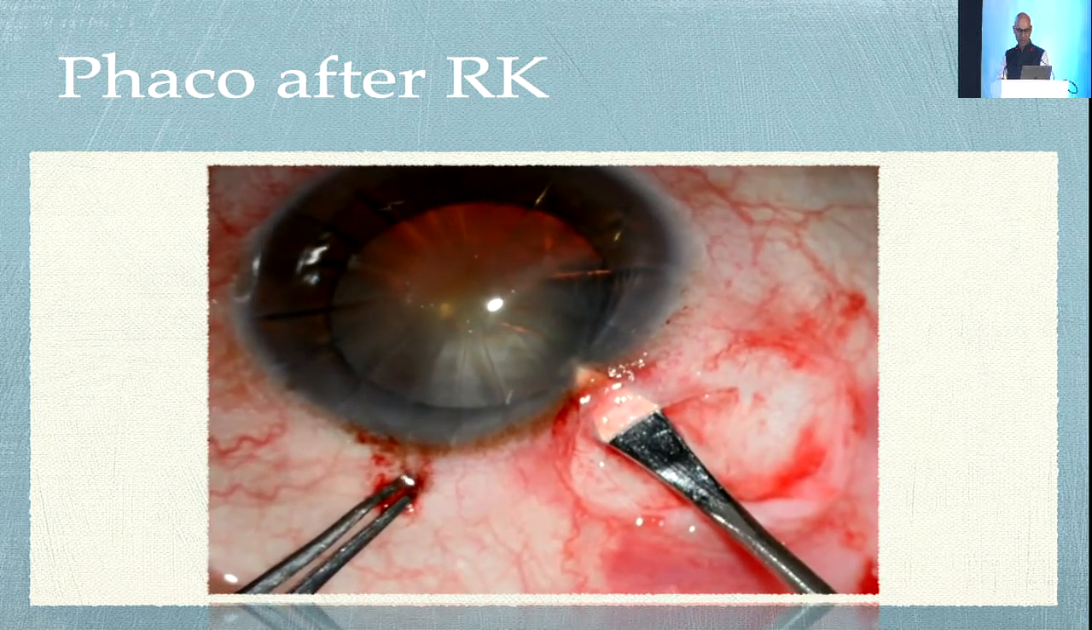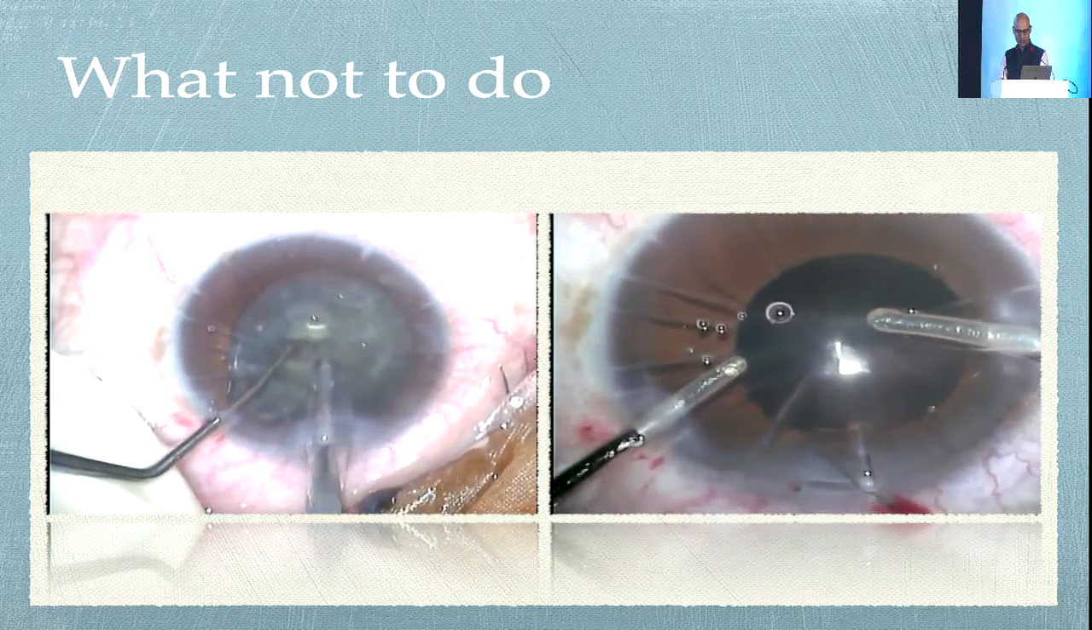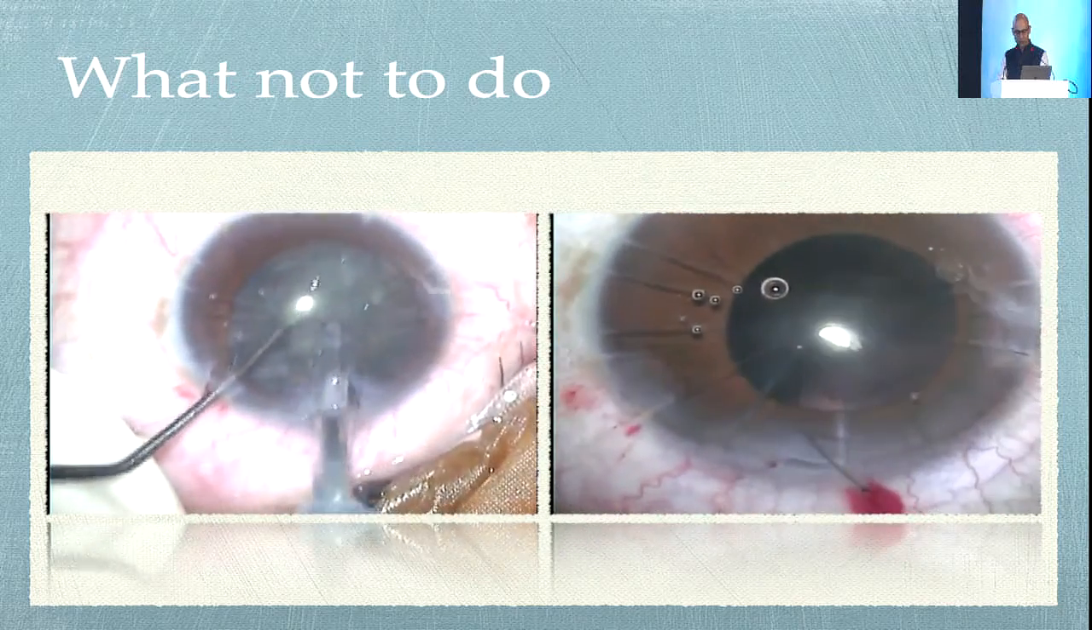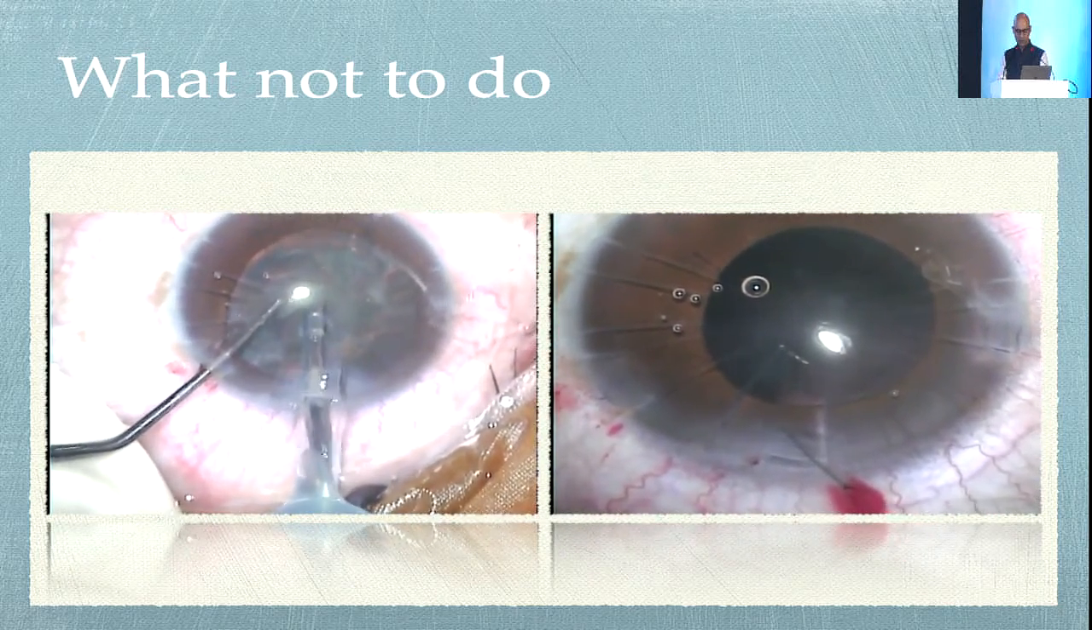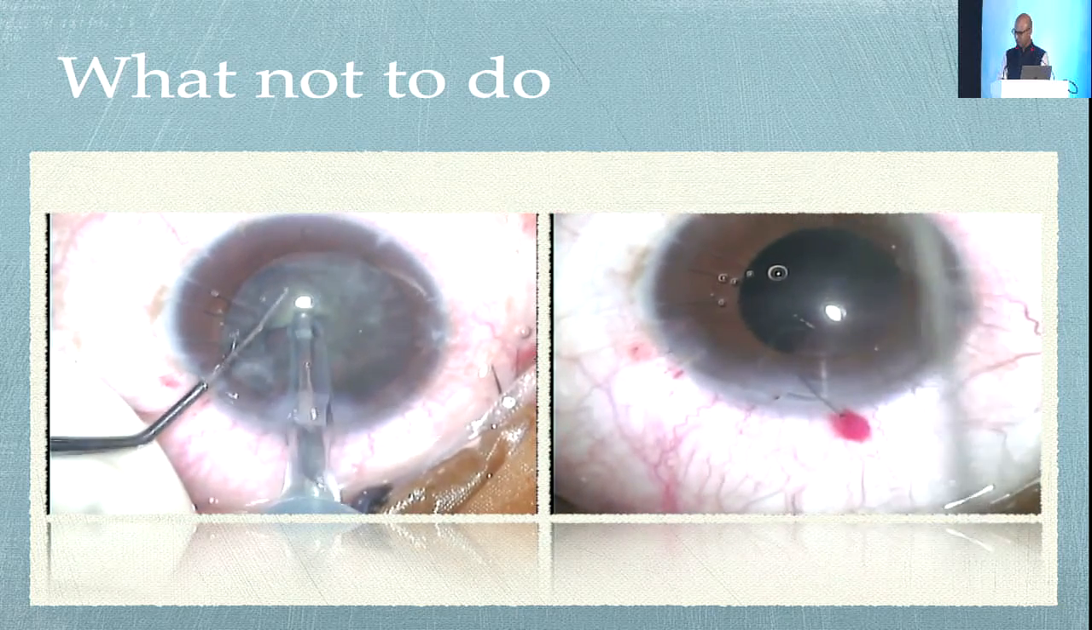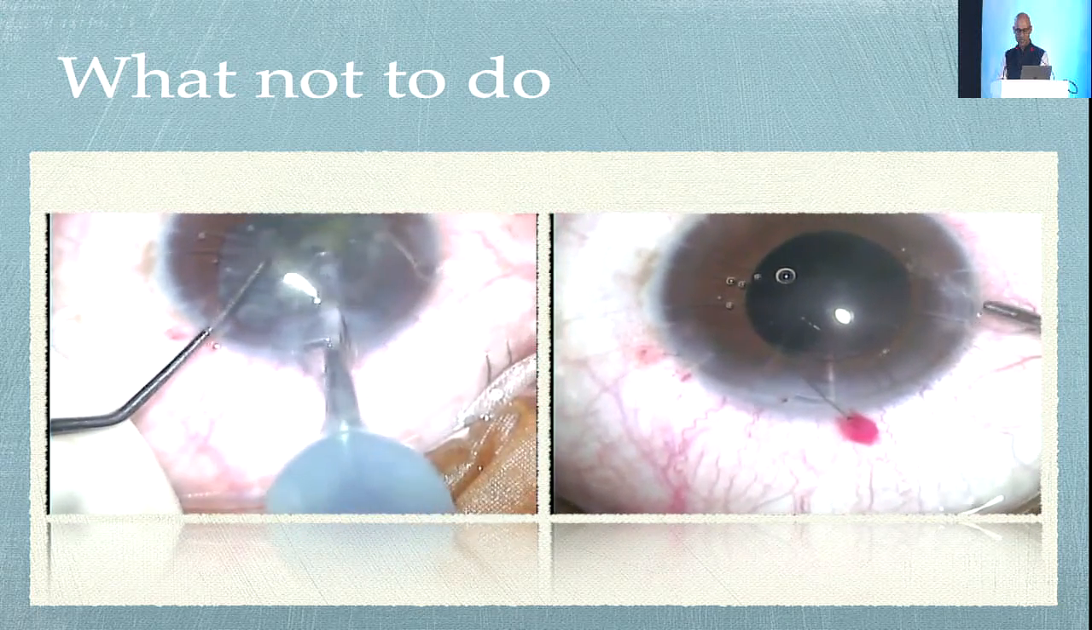Patients with RK are prone to having the RK incisions open up during surgery. So try to avoid a clear corneal incision, especially if it's more than 8 cuts. A scleral tunnel would be a good idea.